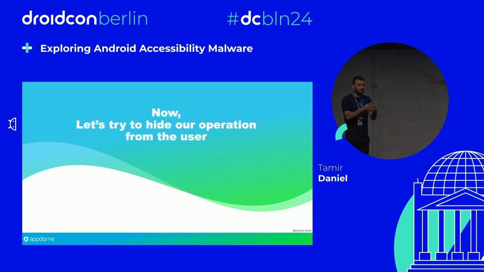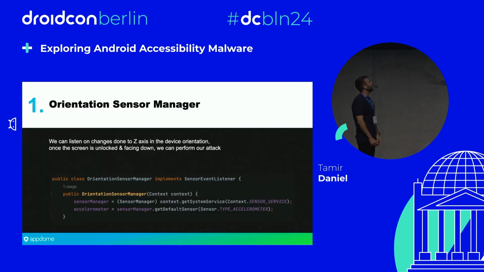One drawback of this malware is that the user can see what we have done. And we don't want that. So can we hide it? Of course we can. This is very easy. There are some ways to hide the malware. We can use the orientation sensor manager. And the main idea is that when the user flips his phone down, we will run the malware. And when he flips it back up, we'll press the home screen.